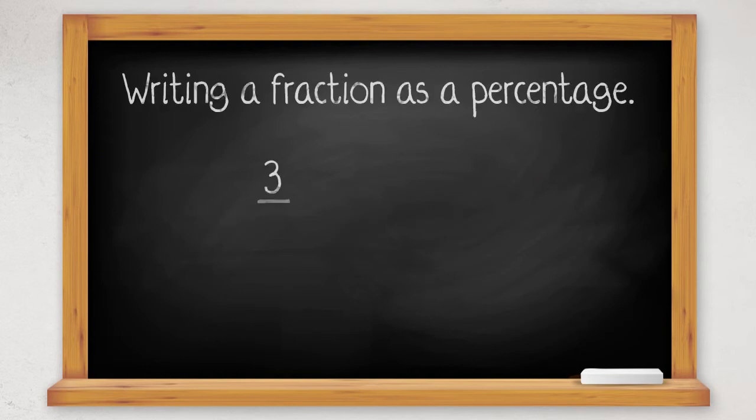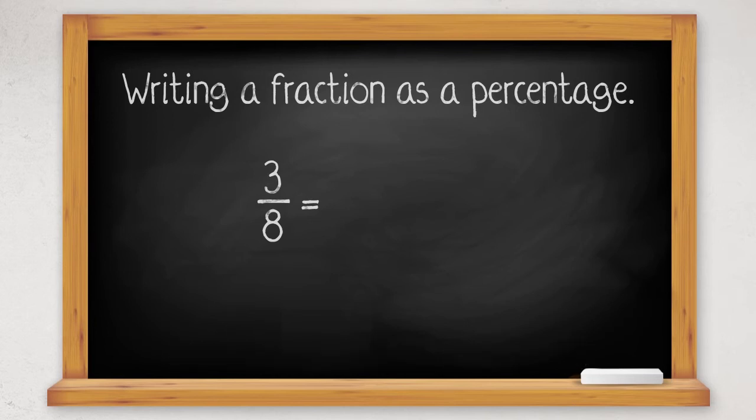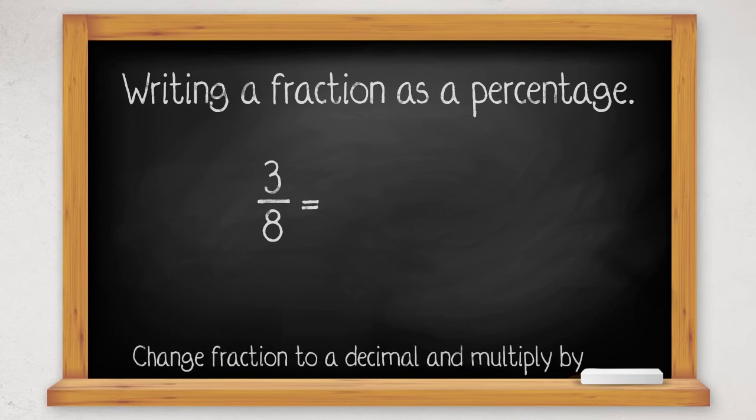If we want to write a fraction as a percentage, for example 3/8, and we try to use the method of finding an equivalent fraction whose denominator is 100, there isn't a number we can multiply 8 by to give 100. So this method can't be used. Instead, we use the general method which can change any fraction into a percentage, and that is to change the fraction to a decimal and to multiply it by 100.